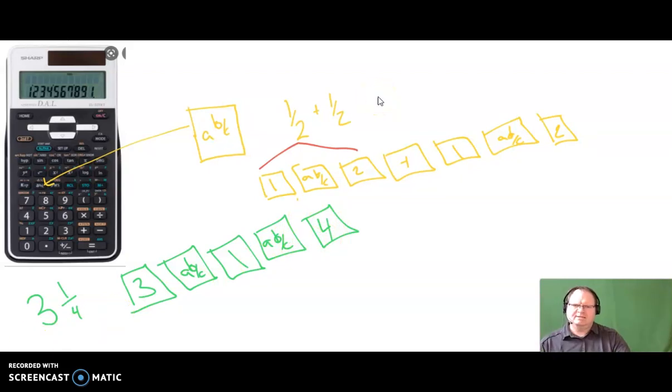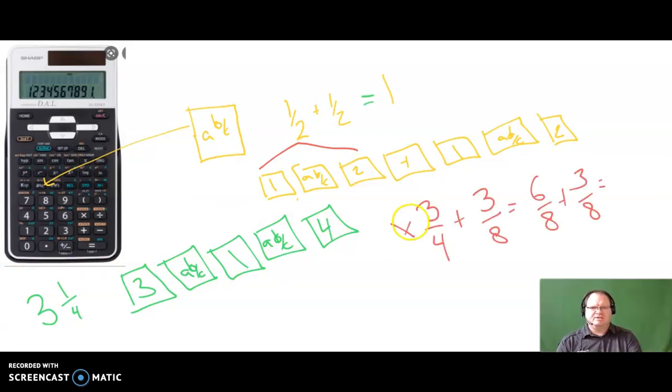And the nice thing is the calculator does put it into lowest terms for us. So 1/2 plus 1/2, we know that to be 1. But that's going to be the answer that spits out. So for instance, this one, which is not in lowest terms. So for instance, 3/4 plus 3/8, that ends up being 6/8 plus 3/8, which gives us a total of 9/8. But the calculator will spit it out to be in lowest terms, so 1 1/8.